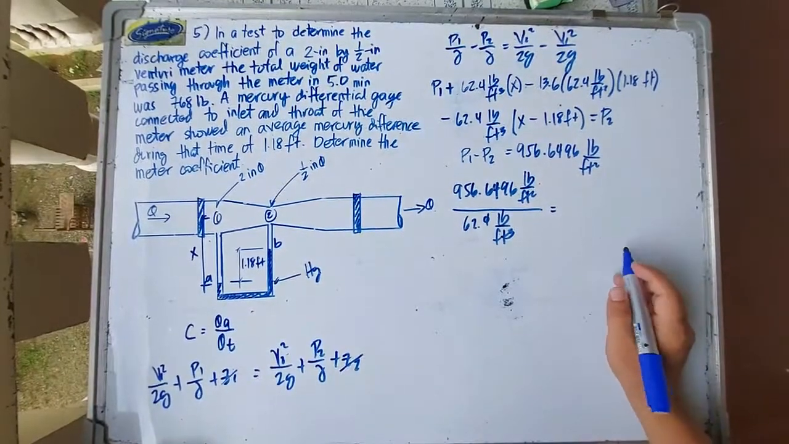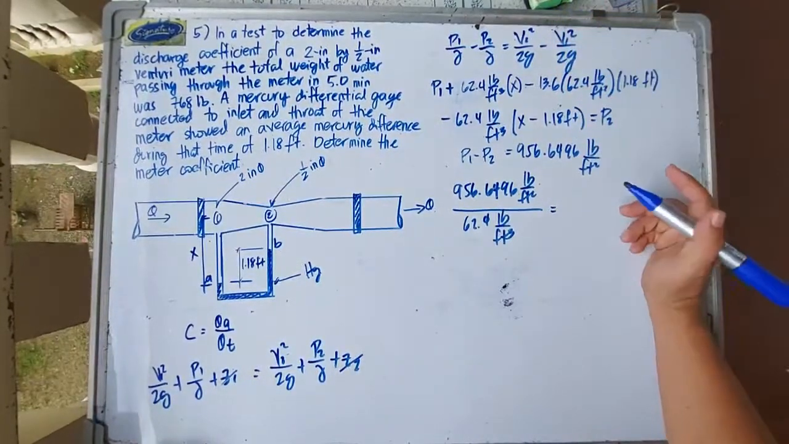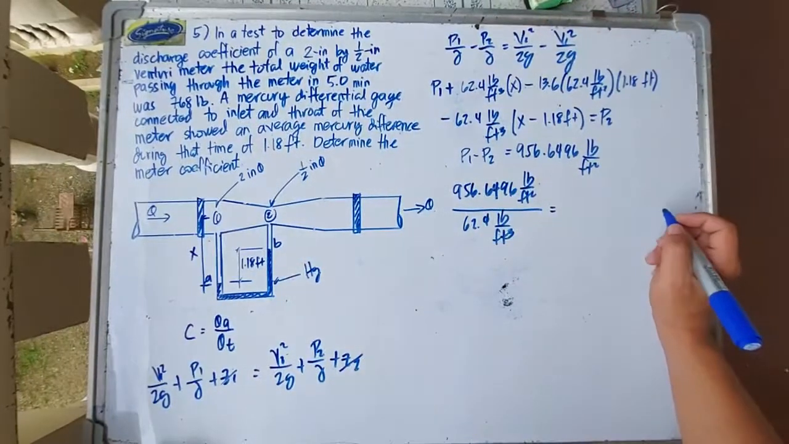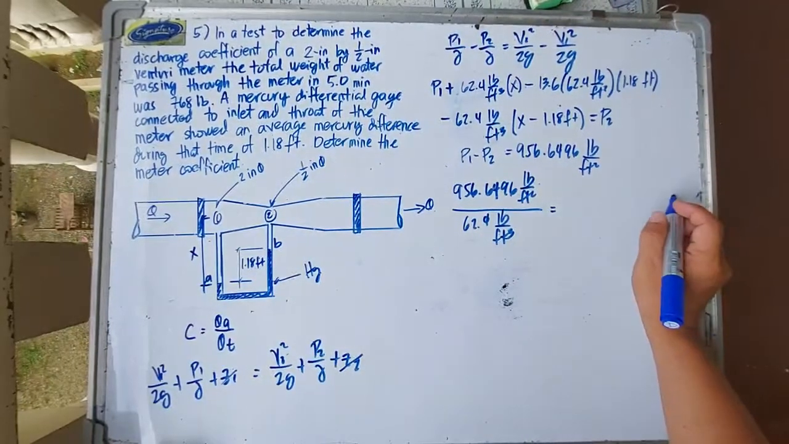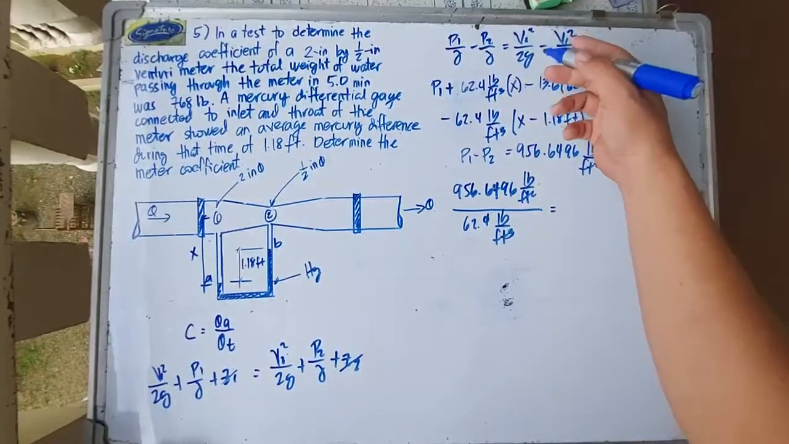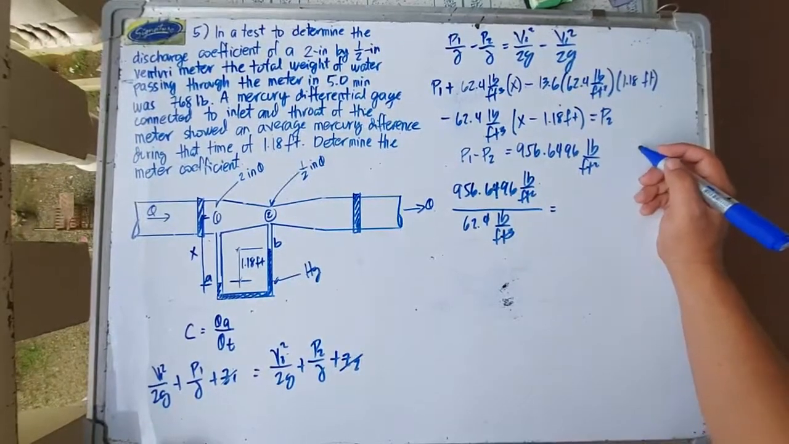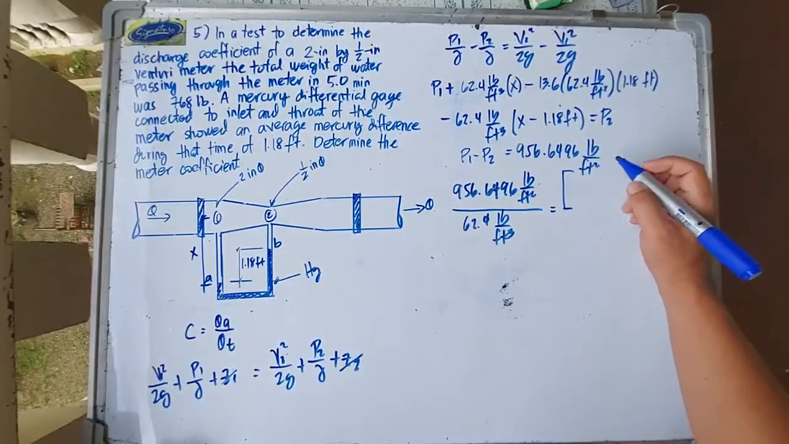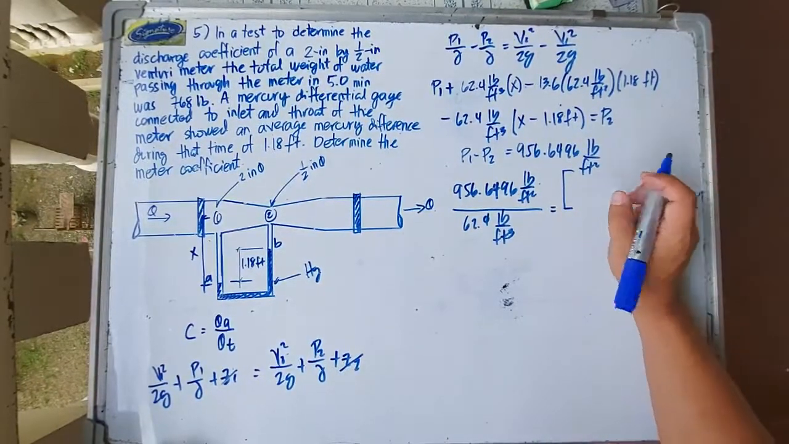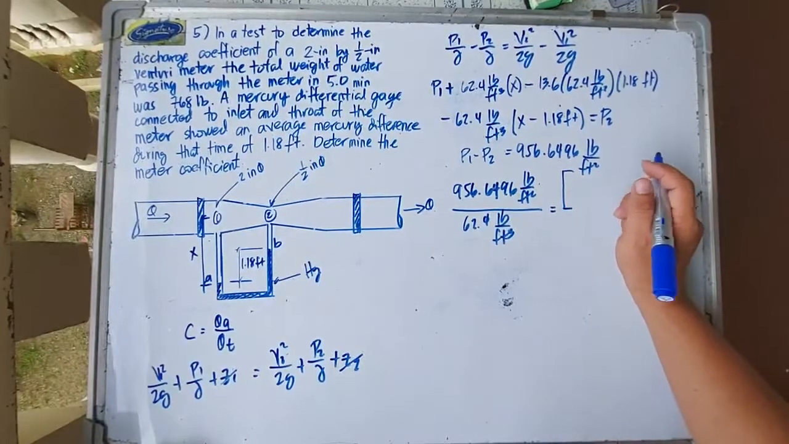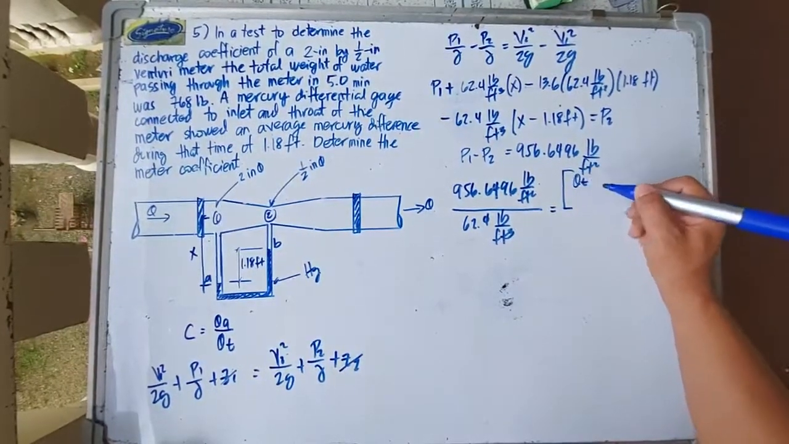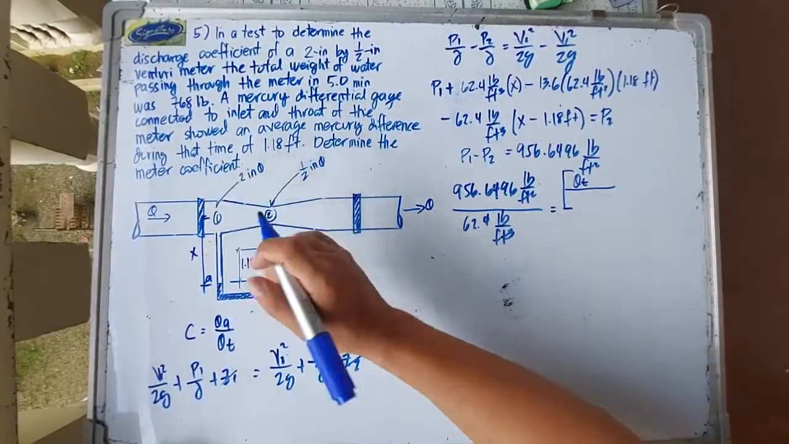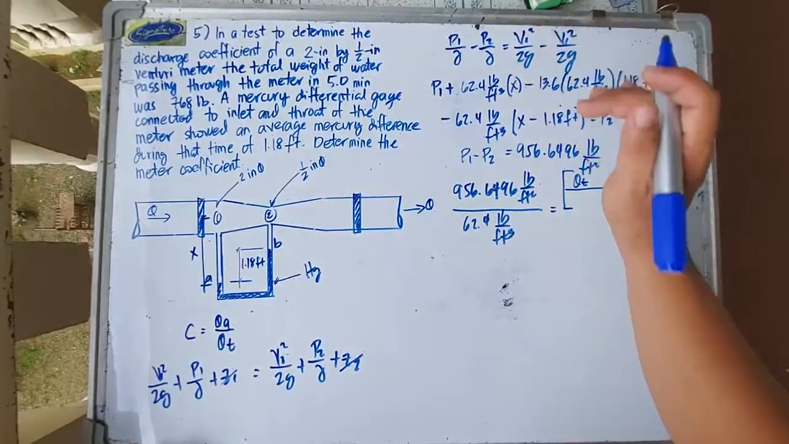Okay, let's just express the velocities in terms of discharge. We know that the discharge at point 1 is also equal to the discharge at point 2. So let's just say Q. So we have Q over area: the theoretical discharge, divided by the area of flow at point 2, I should say. That should be point 2.